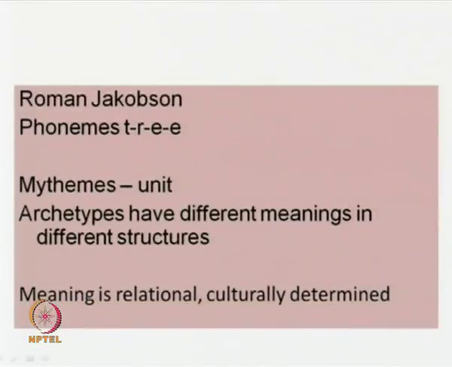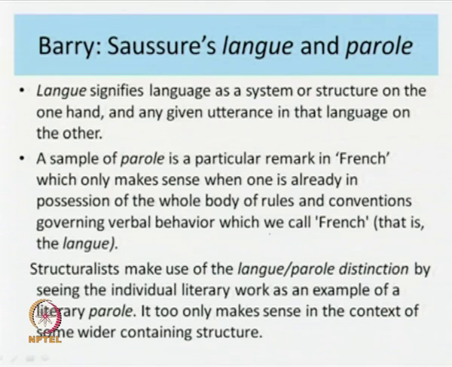This is an important part. Variation of meaning in cultures is an extremely important part of structuralism. The relationship between the signifier and the signified is arbitrary, and it may also, according to context, give rise to different meanings. So, therefore, as you see in the slide here, meaning is relational and meaning is culturally determined.